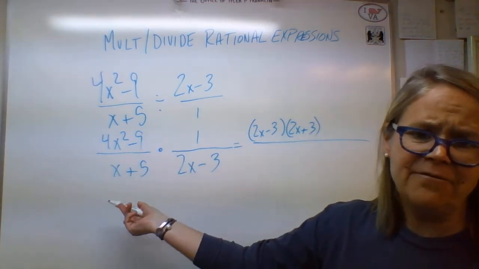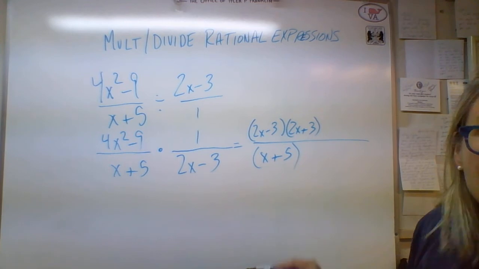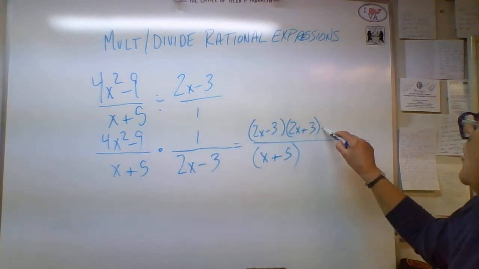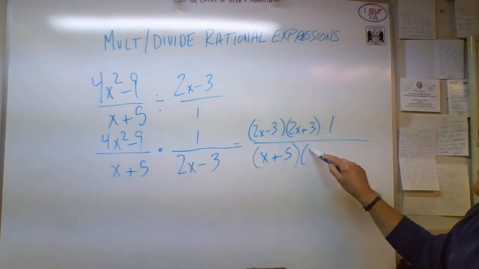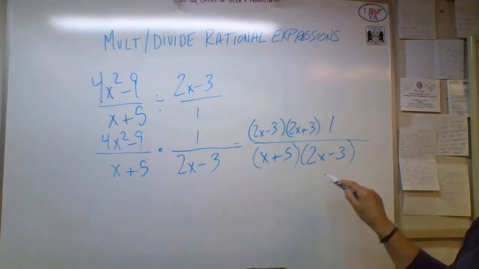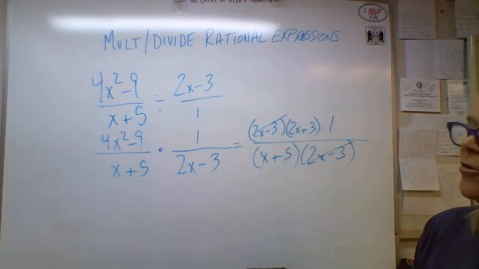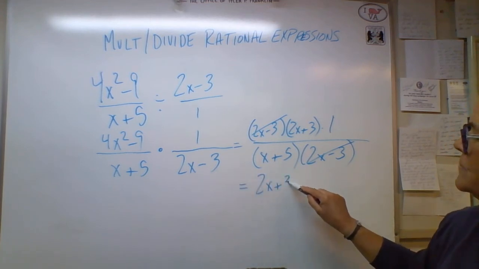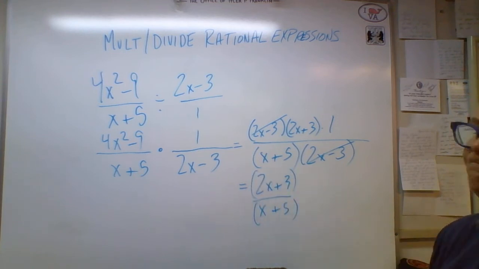X plus 5, nothing. X plus 5. You might want to put it in parentheses because it is a quantity. 1, you don't worry about. If you want to write it, write it. 2x minus 3 is 2x minus 3. That 2x minus 3 would cross off with that 2x minus 3. Your answer, 2x plus 3 over x plus 5.